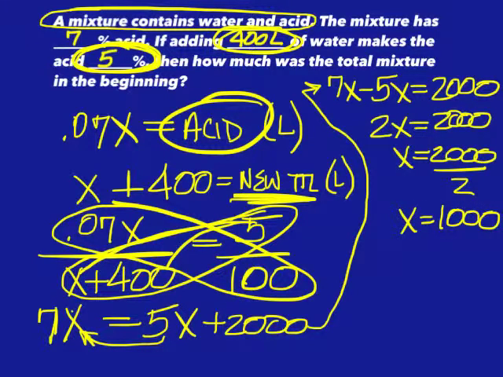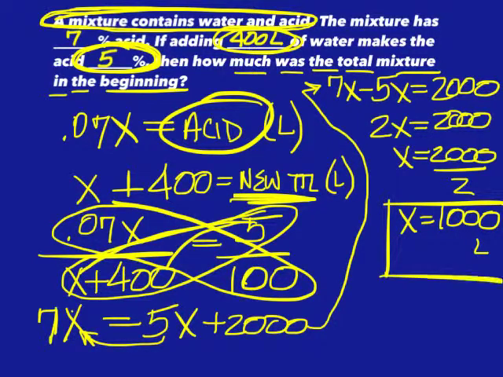Now 1,000 is in terms of liters, and that represents what the mixture was to start with. And that's what we're looking for. How much was the total mixture in the beginning? So 1,000 liters is the answer.